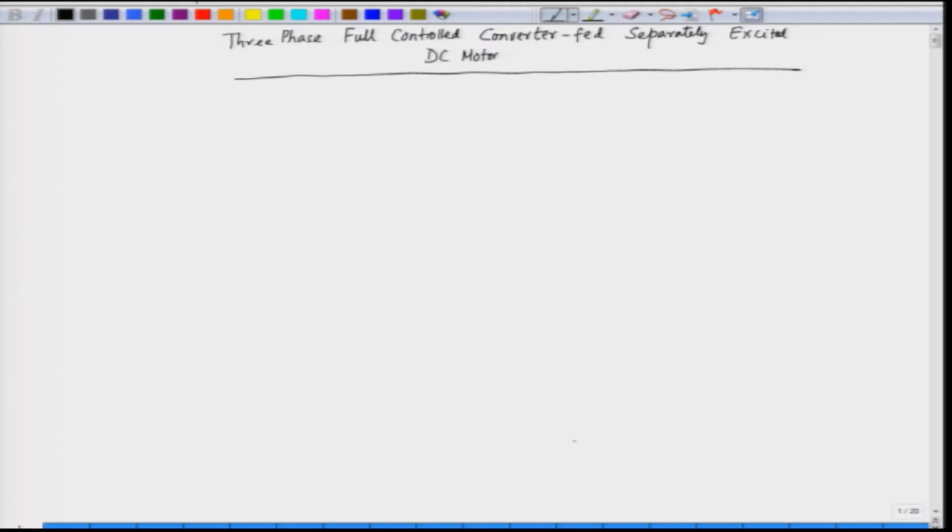Now, let us see the topology of the converter. The converter basically gets the supply from a 3-phase supply, and it is in the form of a bridge usually. So, we can sometimes call this a bridge converter. So, we have 6 SCRs, and these are all SCRs. The input is supplied from a 3-phase AC supply.